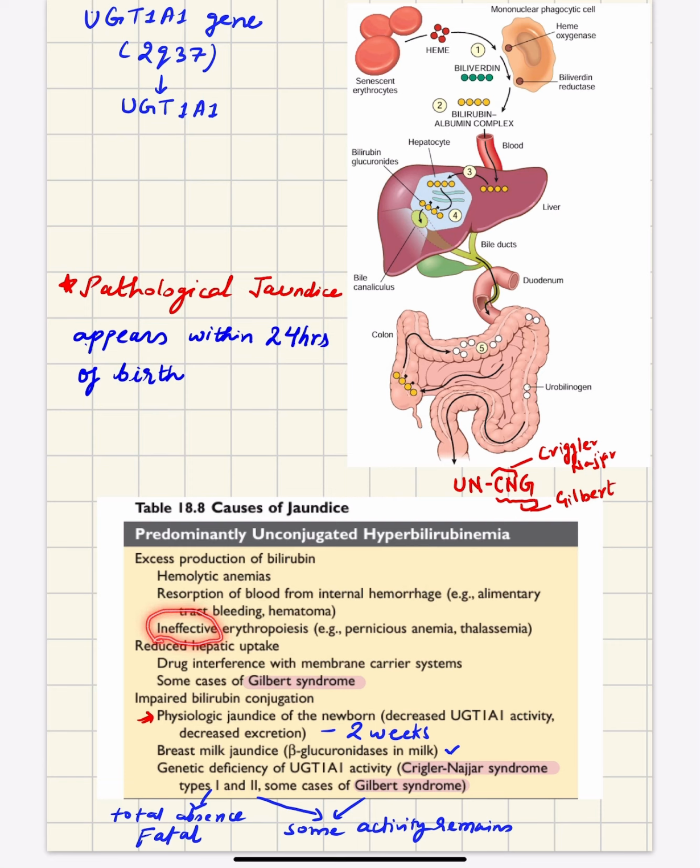Then there are conditions where there is erythropoiesis, but it is ineffective. It is not effectively producing the mature RBCs. Again, those RBCs which are not mature enough will be destroyed in the body, and that will produce bilirubin. So, conditions like pernicious anemia, thalassemia. So, these are the conditions where the RBC lysis is more, and that is overwhelming for the liver to conjugate. The liver has a limited capacity to conjugate. So, if the RBCs are lysing at a very high rate, the liver will not be able to conjugate it, and that will cause predominantly unconjugated bilirubinemia in the blood. So this is the first scenario.